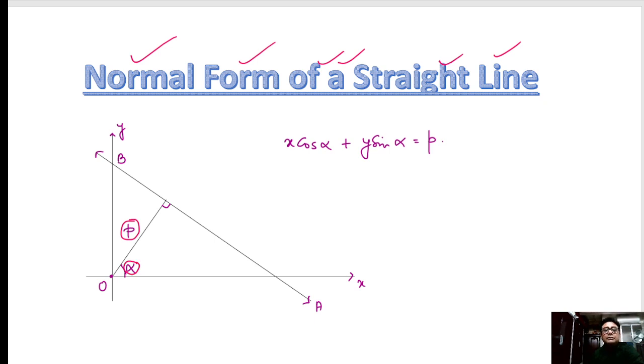So what is the normal form? This is the normal form of the equation, x cos alpha plus y sin alpha equal to p. Here, p is the length of the perpendicular drawn from the origin to the line. Alpha is the angle which the perpendicular makes with the positive x-axis. So let's see.